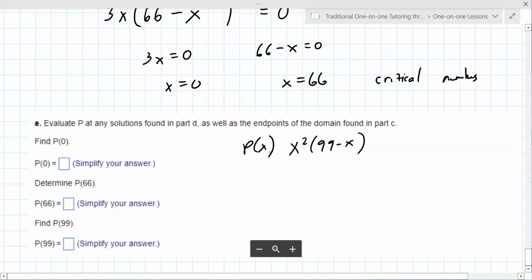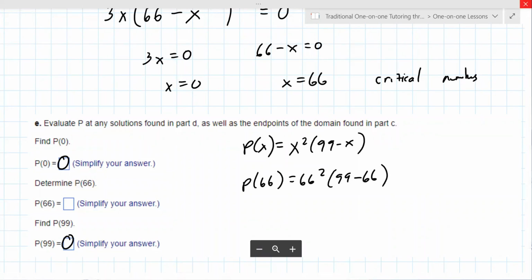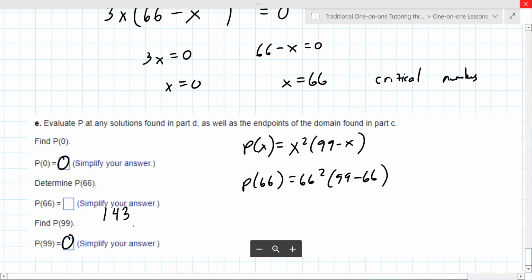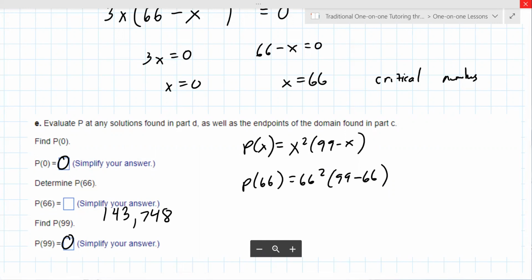Okay, so a few of these are easy to evaluate. At 0, it's 0 because 0 squared is 0. At 99, it's also 0 because 99 minus 99 is 0. Anything times 0 is 0. So you really only have to evaluate it at the one. And you'll definitely need a calculator for this one. And see what we come up with here. So I get 143,748. Please check that.